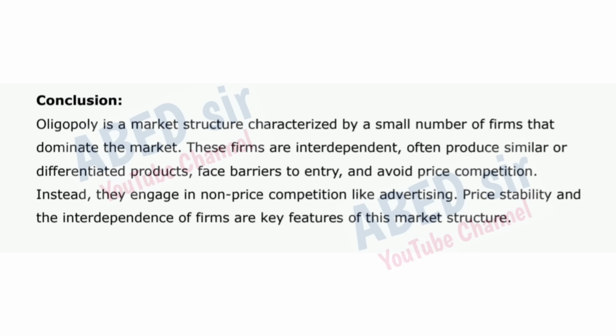Conclusion: oligopoly is a market structure characterized by a small number of firms that dominate the market. These firms are interdependent, often produce similar or differentiated products, face barriers to entry, and avoid price competition. Instead, they engage in non-price competition like advertising. Price stability and the interdependence of firms are key features of this market structure.